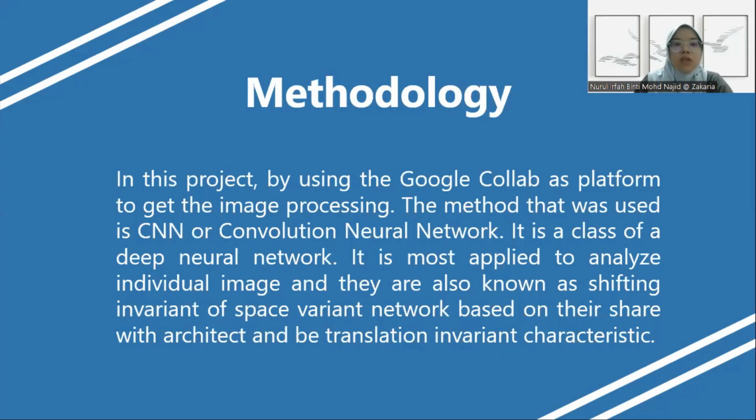For the methodology, in this project we use Google Colab as the platform for image processing. The method used is CNN, or convolutional neural network, which is a class of deep neural network. It is most commonly applied to analyze images, and they are also known as shift invariant or space invariant networks, based on their shared-weight architecture and translation invariance characteristics.